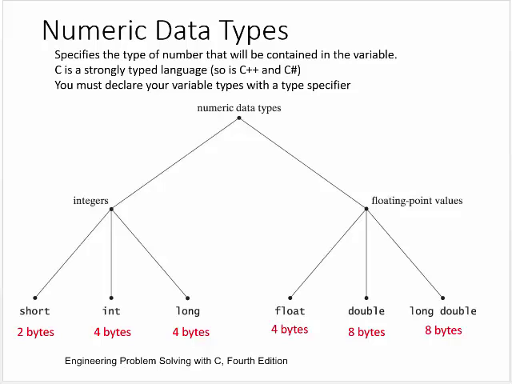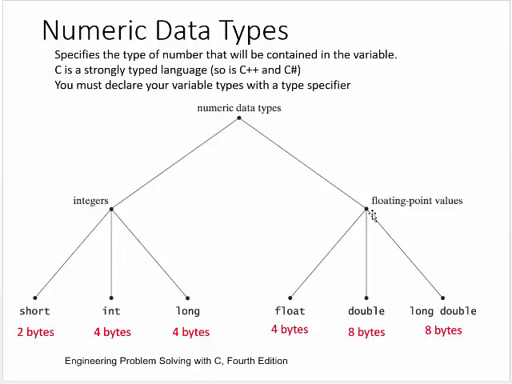There are basically 2 types of numeric types, floating point or integers. And keep in mind that C is what we call a very strongly typed language. Actually, all the C family languages are, so are C++ and C#. So you must declare your variable types with a specific type specifier, like we've been doing, and you have to be consistent with using it that way in your program.